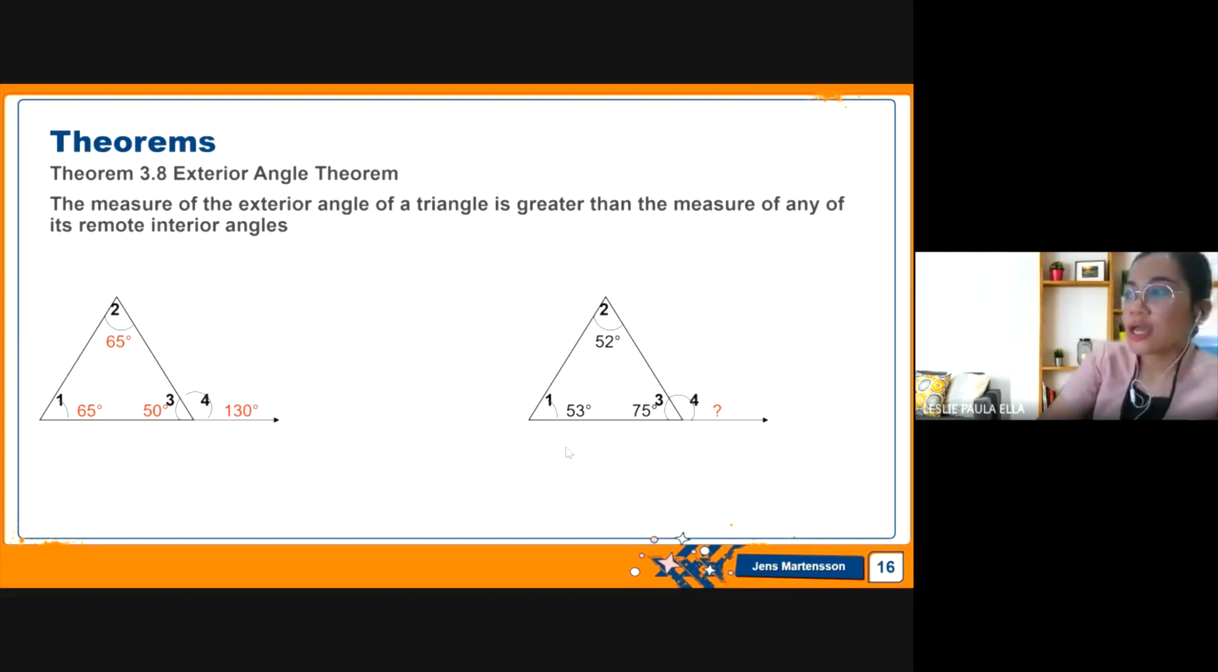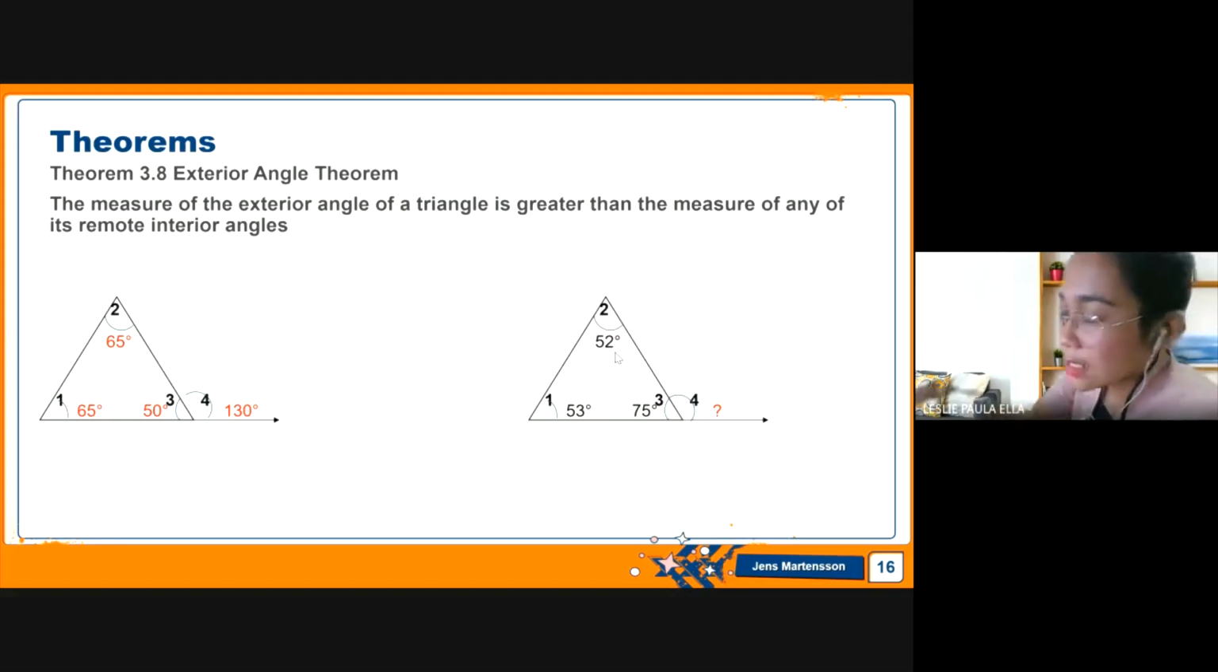So let's have another example. Here, if we have 52 degrees for angle 2, 53 for angle 1, and 75 for angle 3, let's check if we add this. This gives us 180 degrees. How will you find out the value of angle 4? What do you think is the value of angle 4? Anyone would like to answer? Okay, correct. The value of angle 4 is 105. If we add 105 to 75 degrees, it makes 180 degrees. That's correct.